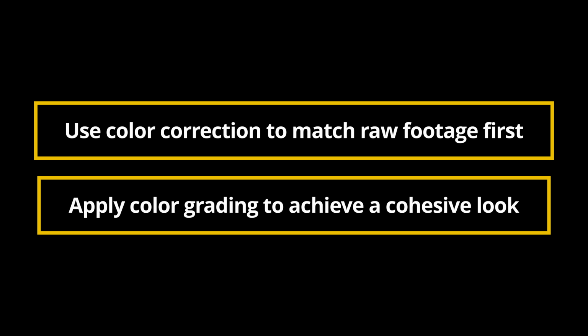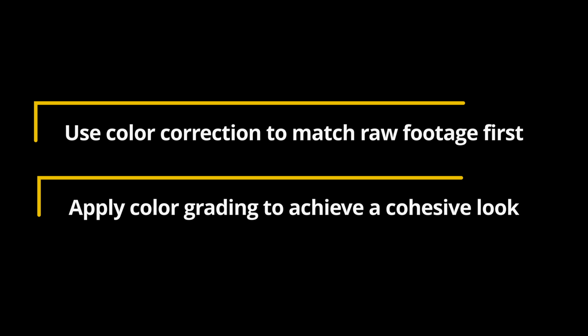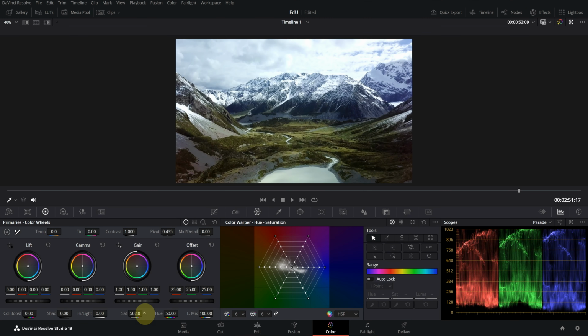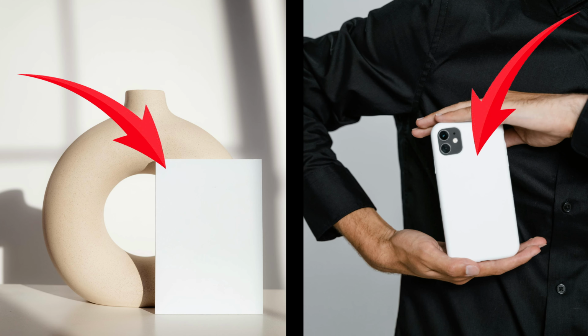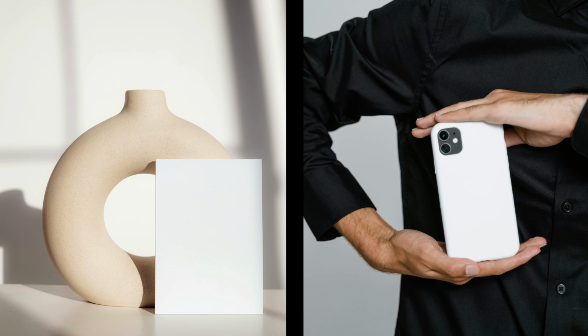Use color correction to match raw footage first. Then apply color grading to achieve a cohesive look. Avoid increasing or decreasing the color saturation too much. Make sure that the white color is represented well and correctly. You can do this by using a white object in the image as a reference.